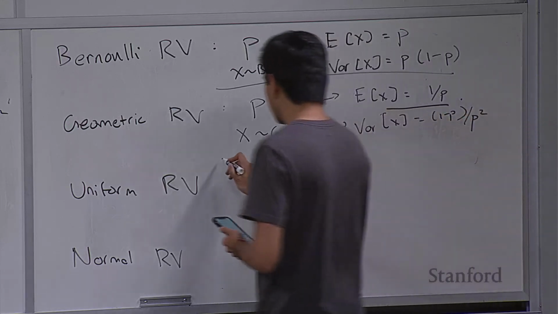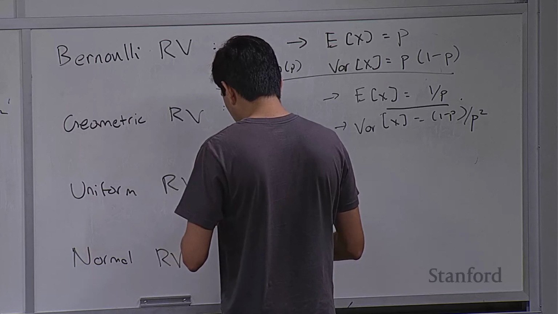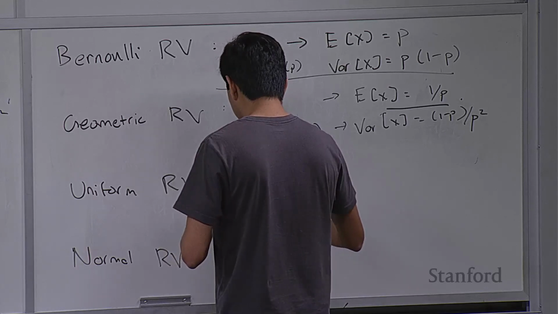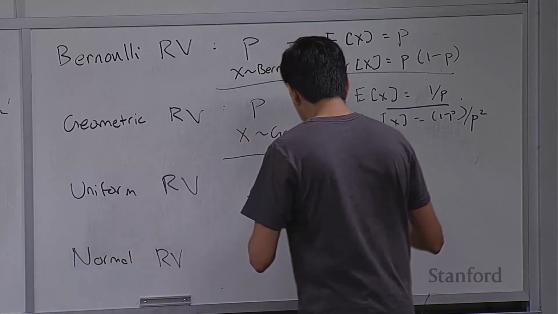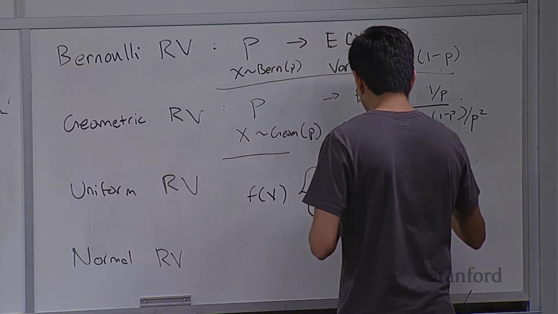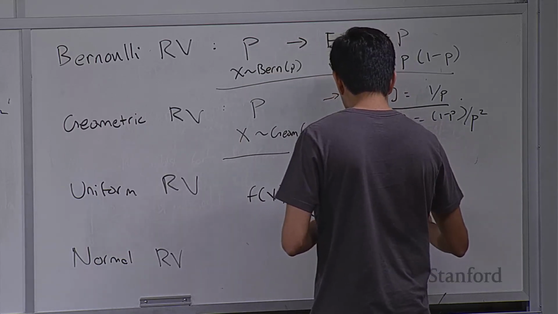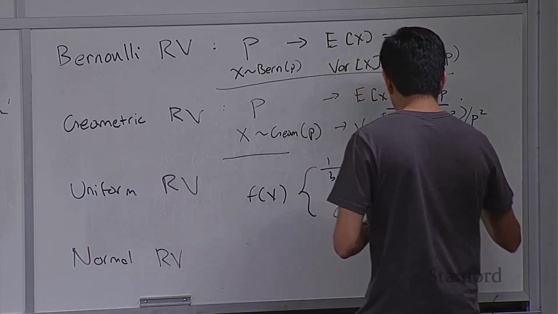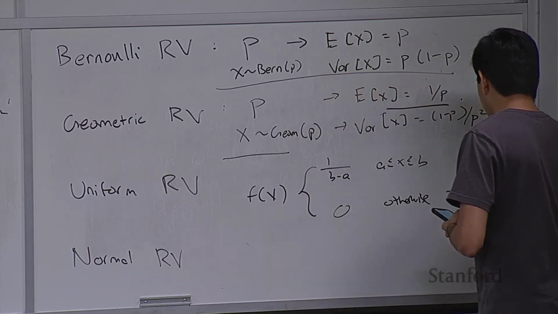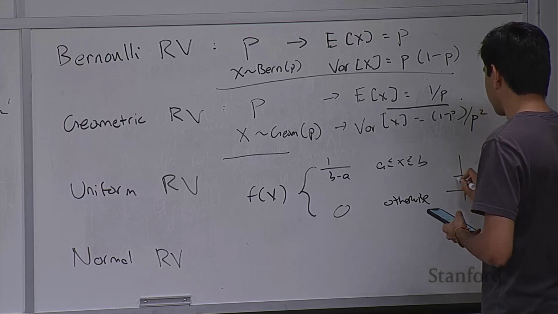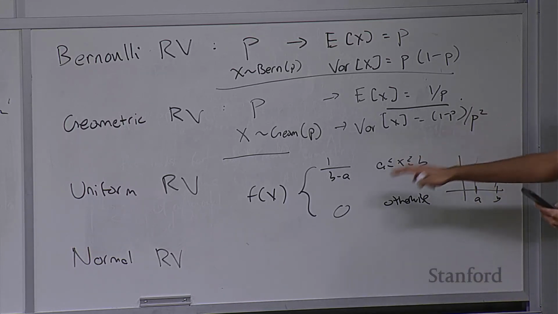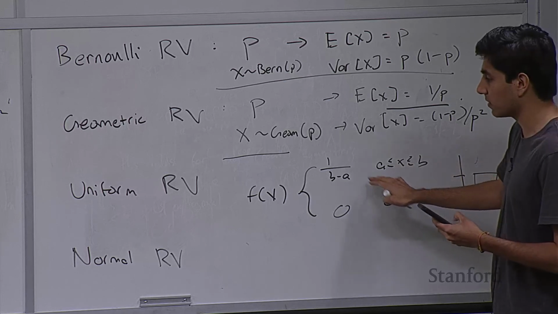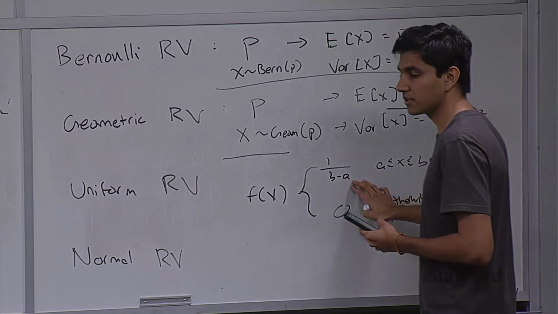Sweet. The next thing is the uniform random variable, which is a continuous random variable where we have f of x is 1 over b minus a for a less than or equal to x less than or equal to b, and 0 otherwise. On a graph, if we have a and b, the mass would be some fixed value here and 0 everywhere else. And we have the expectation and variance for the uniform random variable on the sheet we'll send out.